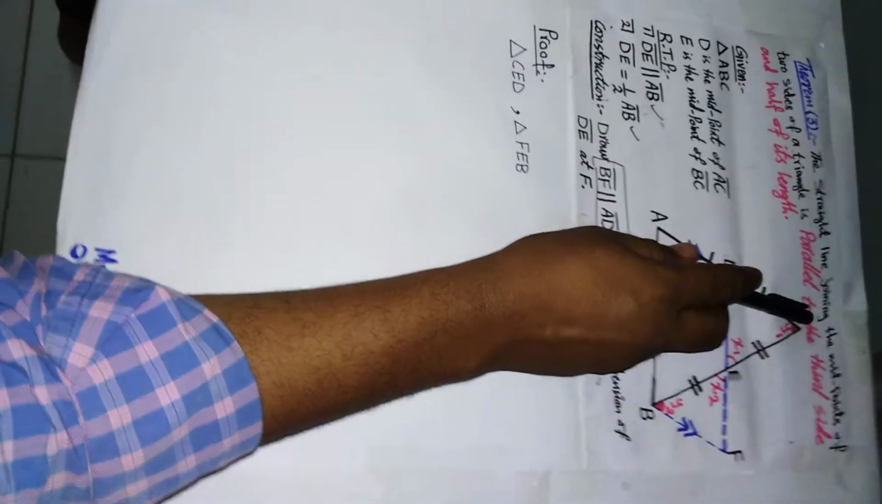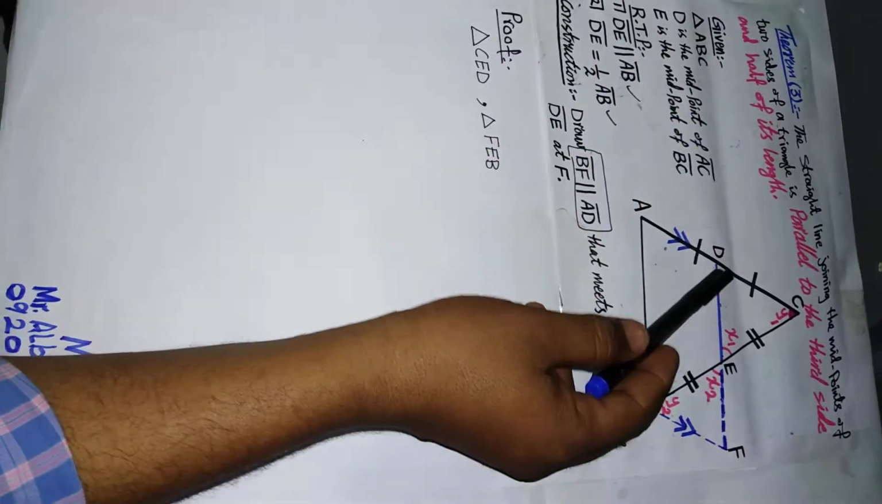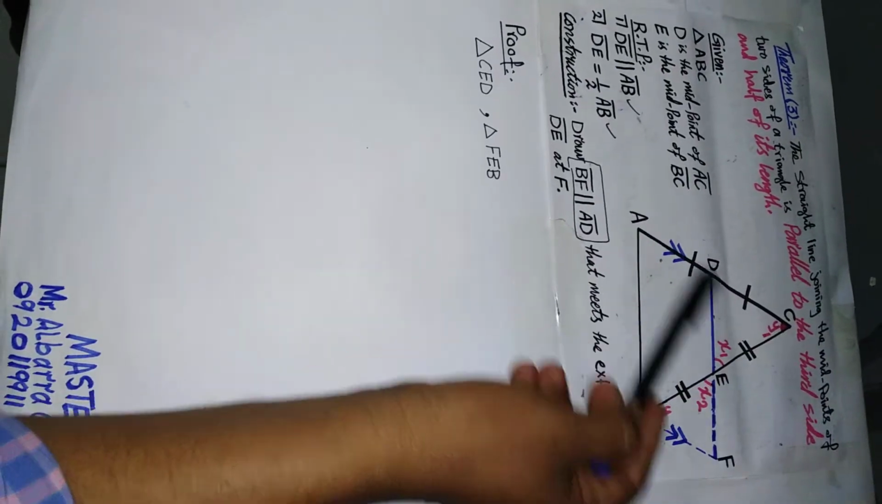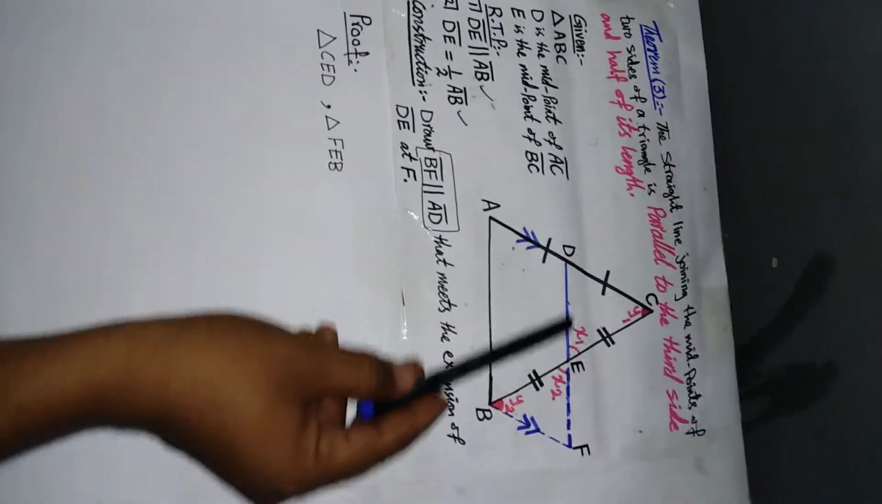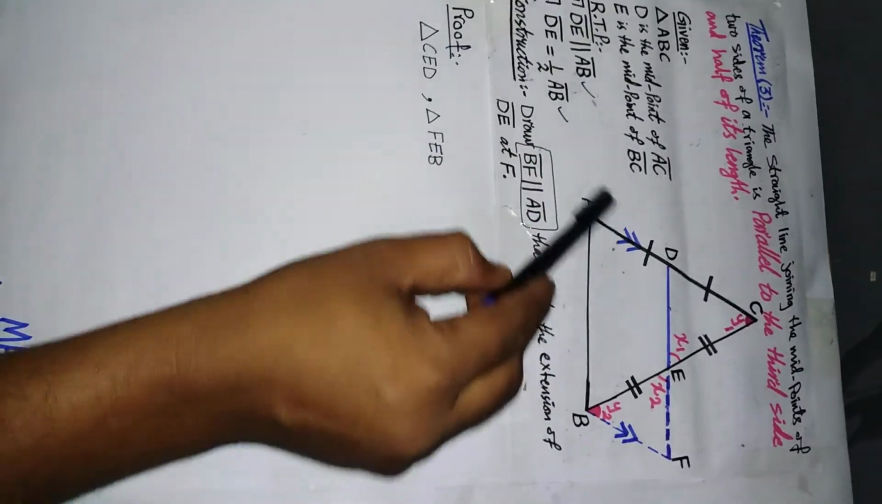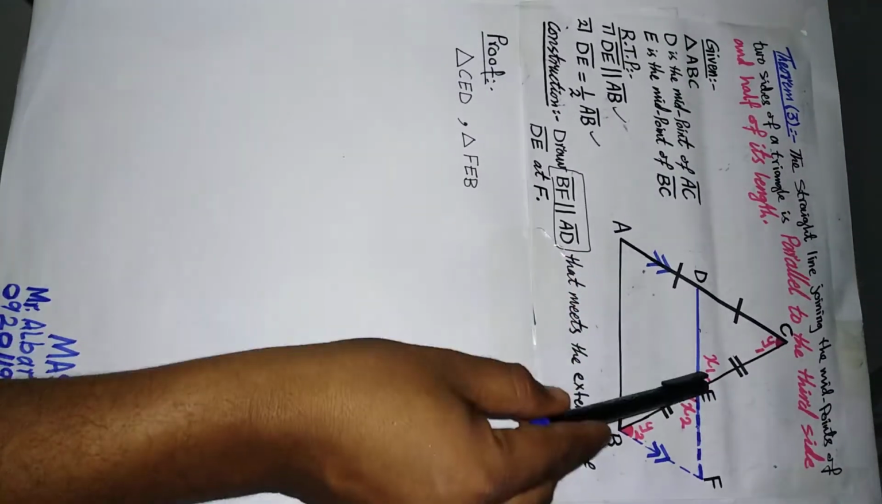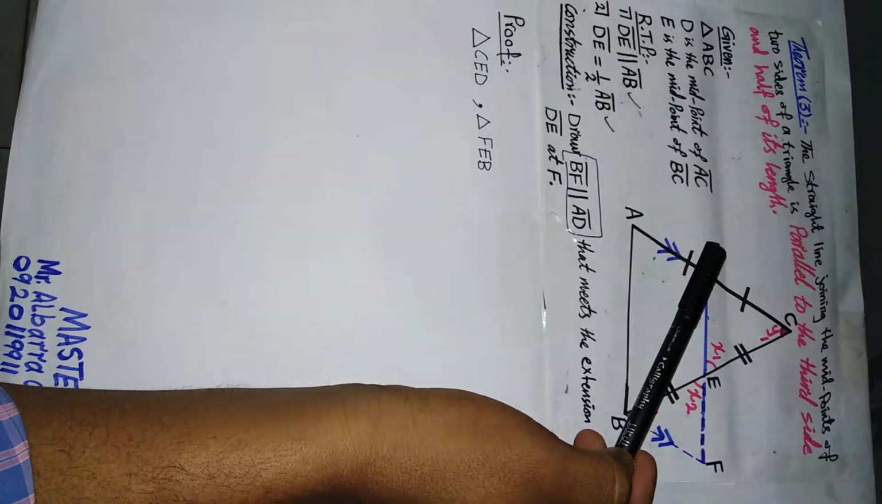Theorem 3. The straight line joining the midpoints of two sides of a triangle. D is the midpoint of AC, E is the midpoint of BC, DE is the straight line joining the midpoints of two sides of a triangle. This straight line joining the midpoints of these two sides must be parallel to the third side and half of its length. So let us discover where is the third side.